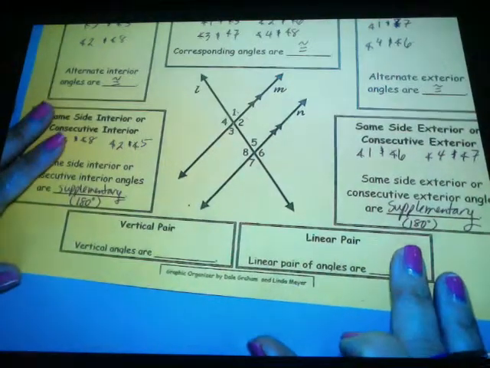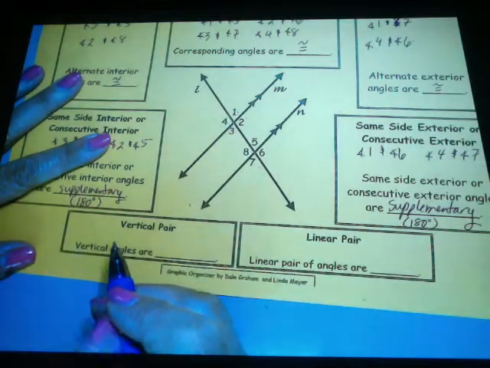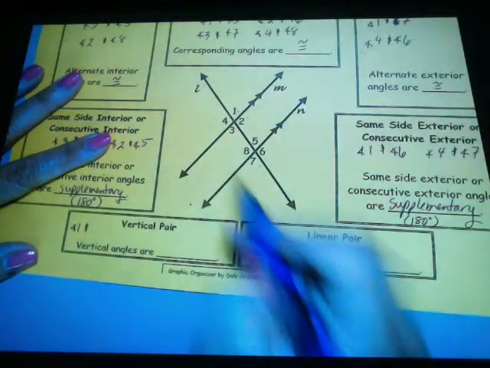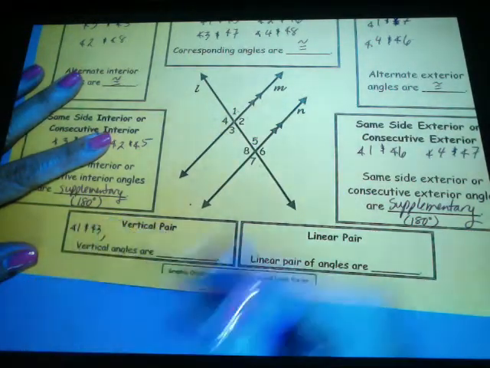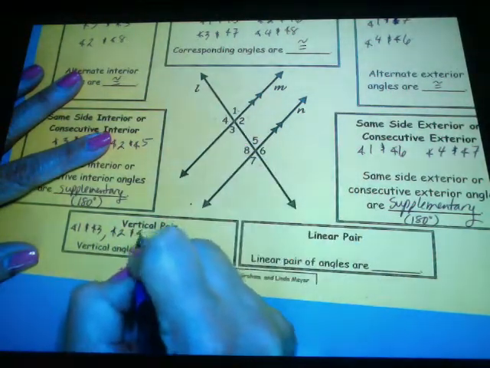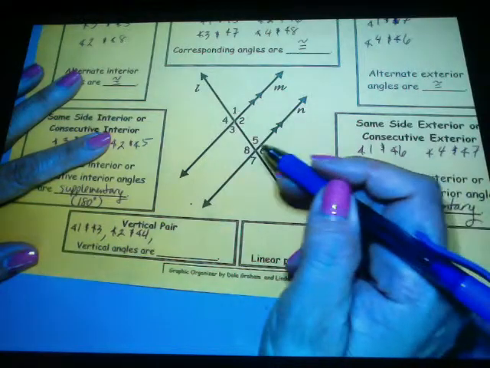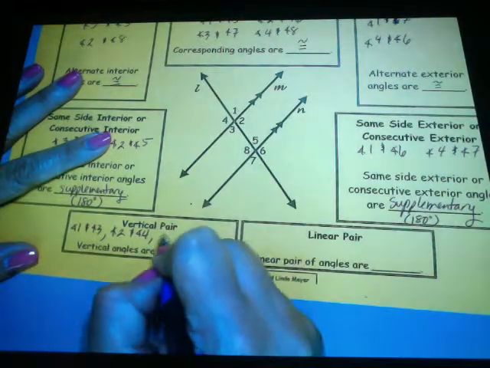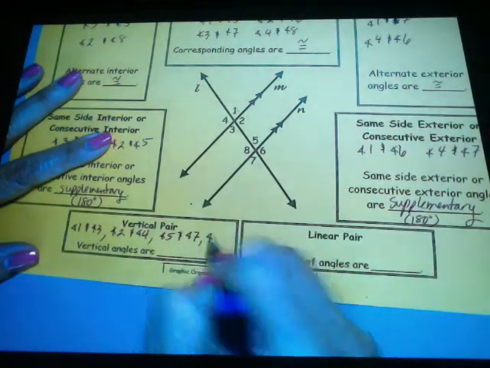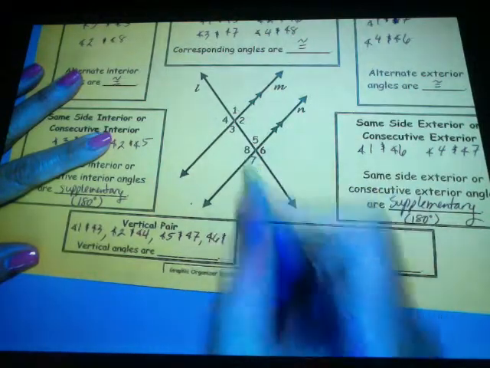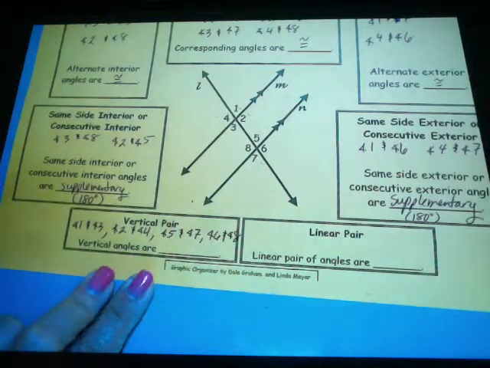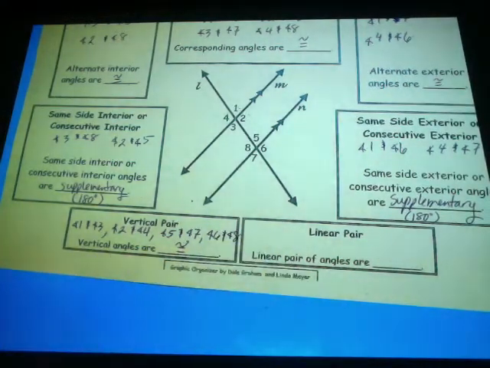Name all vertical pairs. All of them. So angle 1 and 3. Angle 2 and 4. Angle 5 and what? 7, right? And angle 6 and 8. What do you know about vertical angles always, no matter whether the lines are parallel or not? They are always congruent, no matter what.